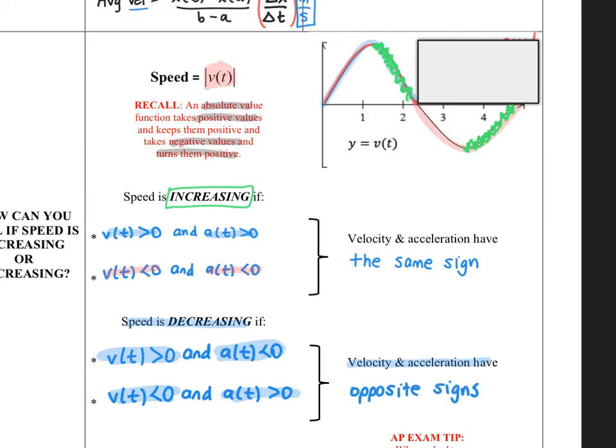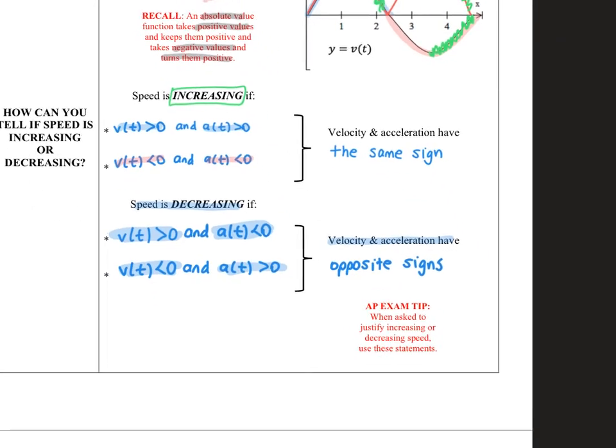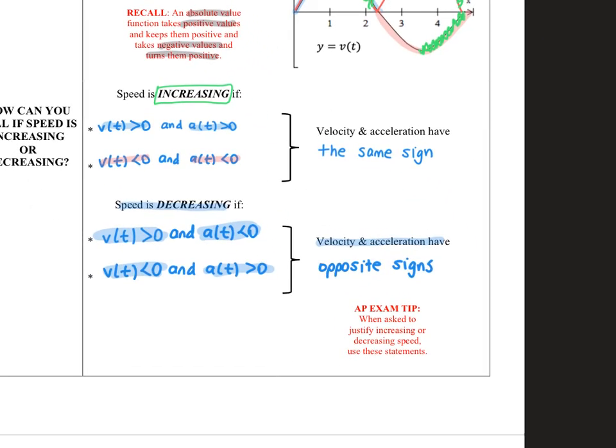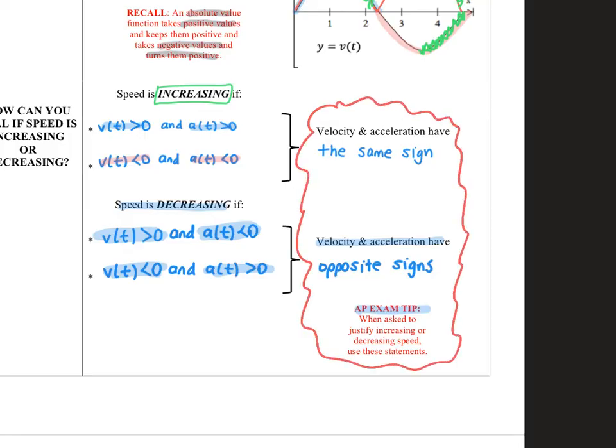This is a really popular kind of question that is asked on the AP exam, and I've given you a little AP exam tip right here. The reasoning that you want to use if you're asked a question about increasing or decreasing speed is exactly what we laid out right here. So just refer to velocity and acceleration and compare their signs. If they have the same sign, we're going to say speed is increasing. And if they have opposite signs, we're going to say our speed is decreasing.